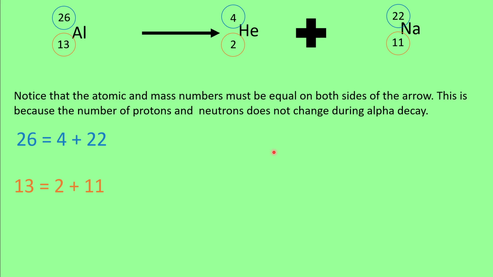So alpha decay is relatively straightforward when trying to write out these equations. You might be given this part, and asked for this bit, or they might give you this bit, and ask you to give you this bit, or they might give you the product and the original atom and ask for what type of decay it is. And it's relatively easy to spot when it is helium, an alpha decay.